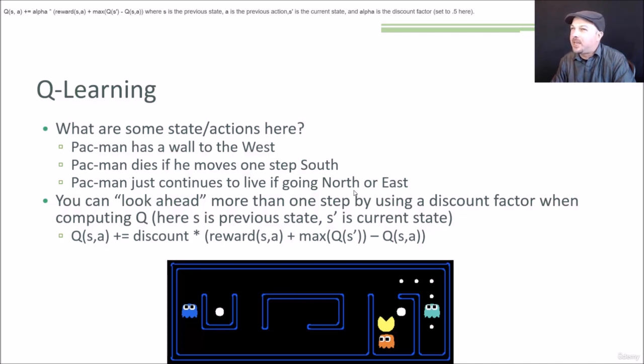So getting back to a real example here, some state actions here. Pac-Man, we can define the current state of Pac-Man by the fact that he has a wall to the west, empty space to the north and east, a ghost to the south. And we can look at the actions he can take.